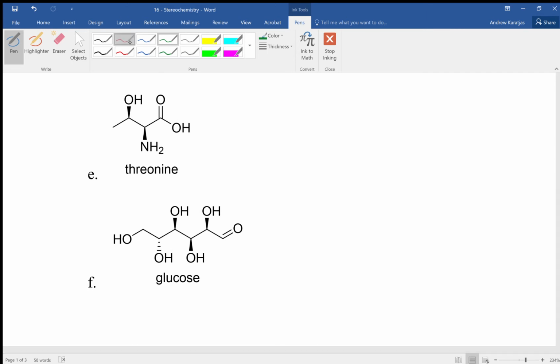For threonine here, first chiral center, oxygen, carbon, carbon is R. And then we have 1, 2, 3 this way, gives us S.